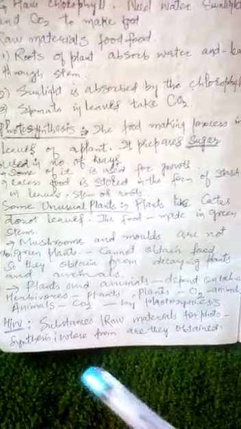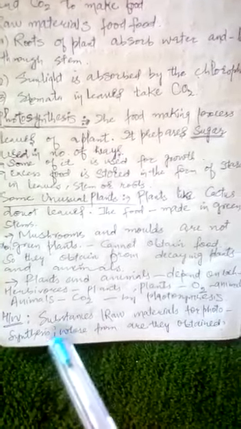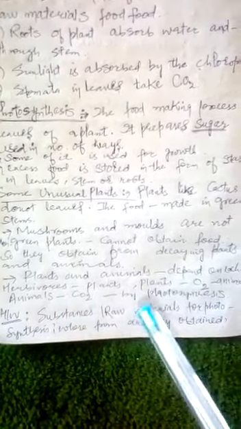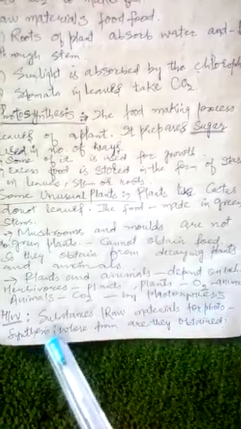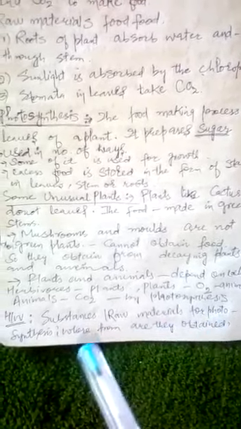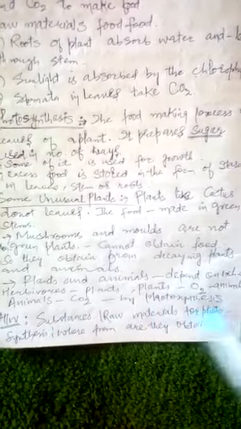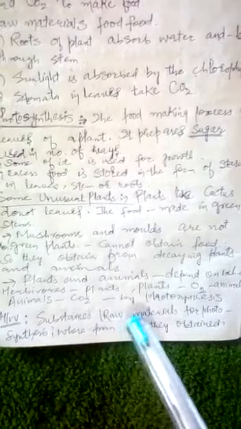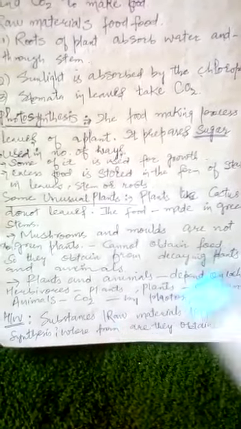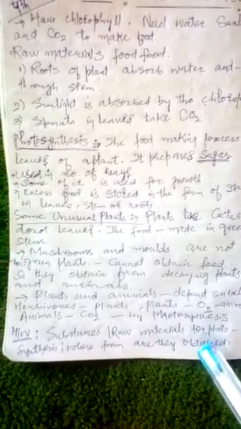Now students, a homework. What are the substances or raw materials for photosynthesis and where from are they obtained? Students, you have to mention the names of raw materials for photosynthesis and where from those raw materials are obtained by a plant.